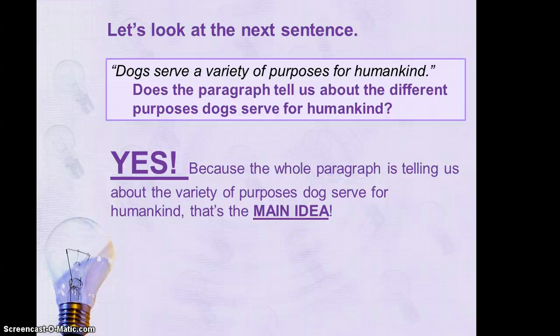Dogs serve a variety of purposes for humankind. Does the paragraph tell us about the different purposes dogs serve for humankind? Yes, because the whole rest of the paragraph is telling us about the variety of purposes dogs serve for humankind. So this is the main idea.